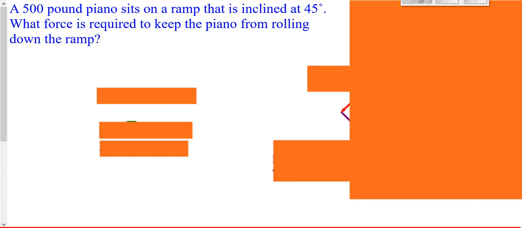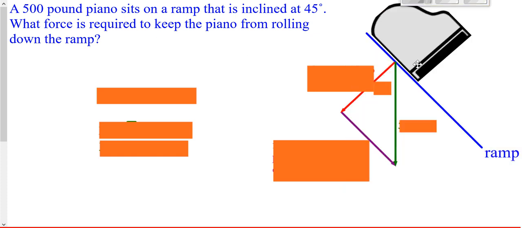Now we'll come back to that in a bit, but we're going to go back to that piano that we were dealing with yesterday. When we were dealing with that piano, it was a 500-pound piano, but now we're on a 45-degree incline. We want to know what's the force to keep the piano from rolling down the ramp. So we draw this out.